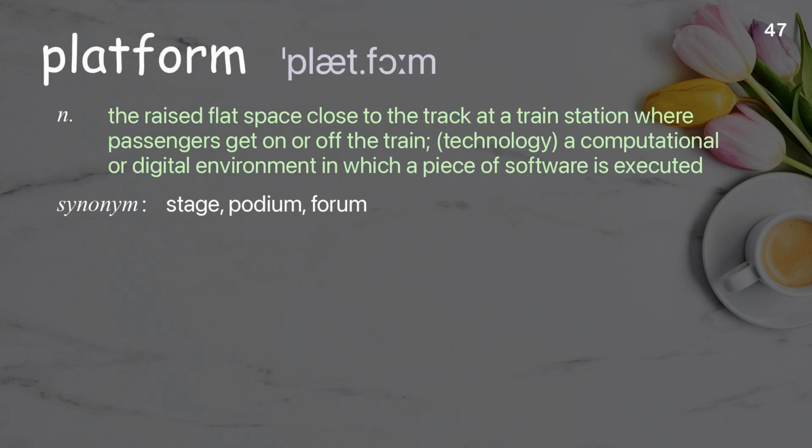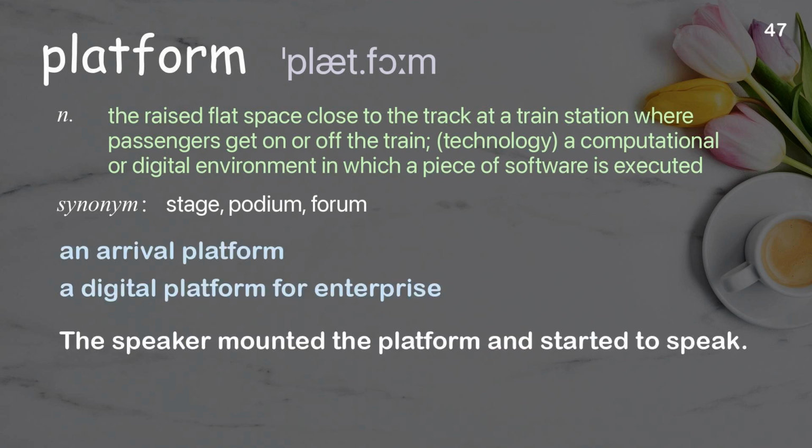Platform. The raised flat space close to the track at a train station where passengers get on or off the train. Technology, a computational or digital environment in which a piece of software is executed. Examples: An arrival platform. A digital platform for enterprise. The speaker mounted the platform and started to speak.